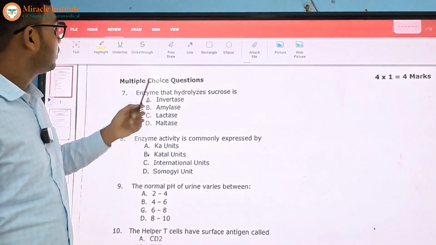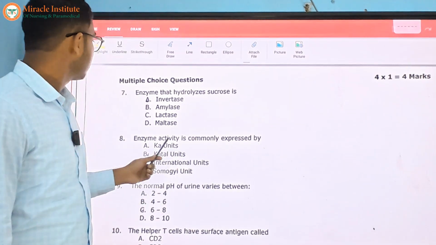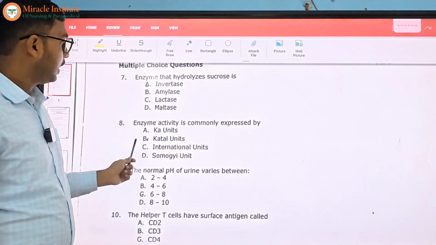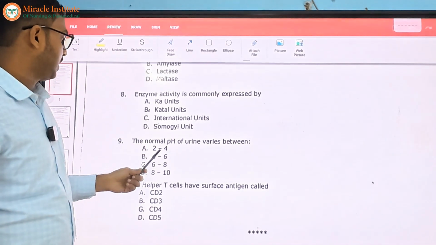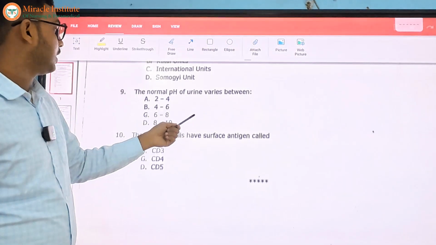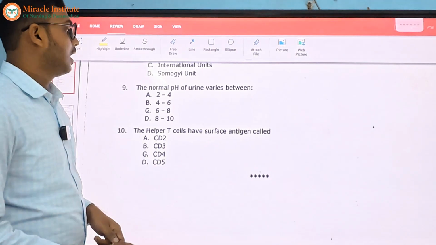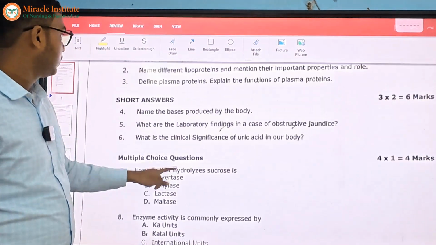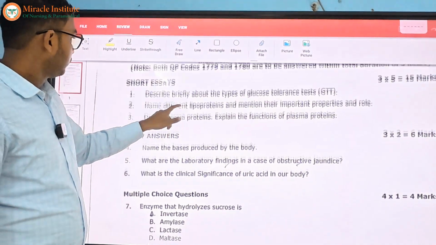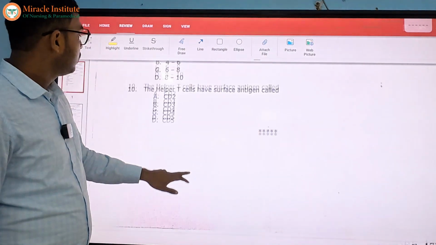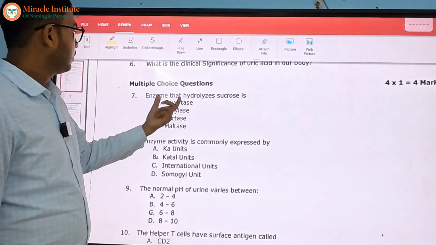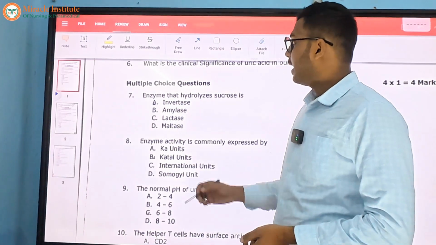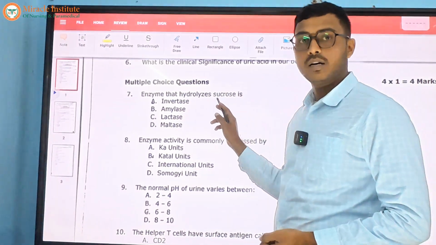Next are the multiple choice questions. Name the enzyme that hydrolyzes sucrose. Enzyme activity is commonly expressed in. The normal pH of urine varies between. Helper T cells have surface antigen. These are the whole questions. In this PDF, I am first going through the objective questions, the multiple choice questions asked in the examination. The first question is the enzyme that hydrolyzes sucrose.